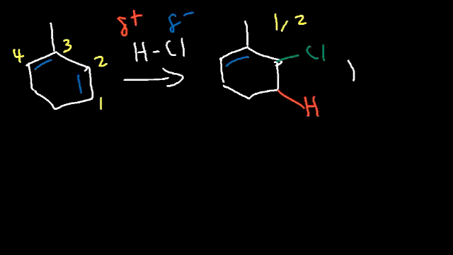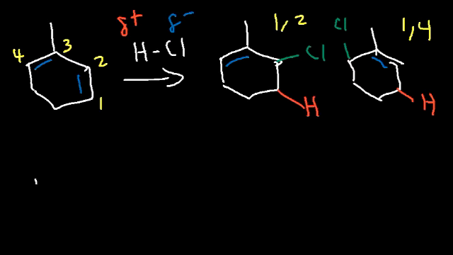And to draw the 1,4 product, the hydrogen is going to remain on carbon 1. The double bond is going to be between 2 and 3. And chlorine is going to be on 4. So that's the 1,4 product. Now let's count it the other way.